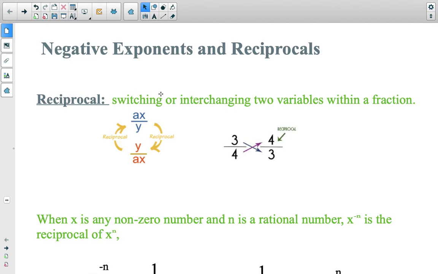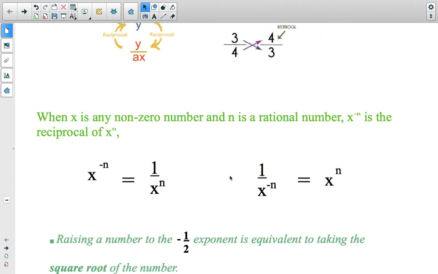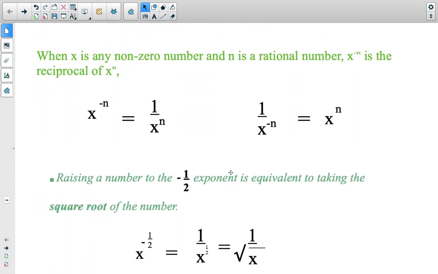Remember, the reciprocal is switching or interchanging two variables or numbers within a fraction. If you have a numerator and a denominator and you take the reciprocal, the numerator now becomes the denominator and the denominator becomes the numerator, so vice versa. So you're just flipping. It says here when x is any non-zero number, because we can't divide by 0, and n is a rational number.